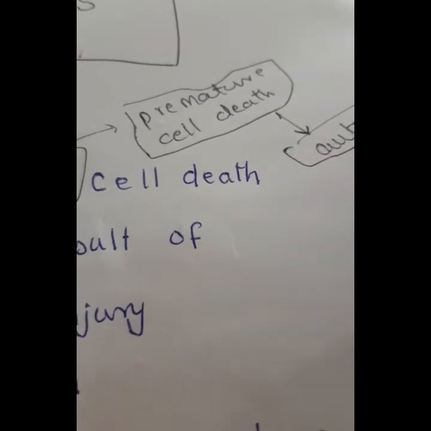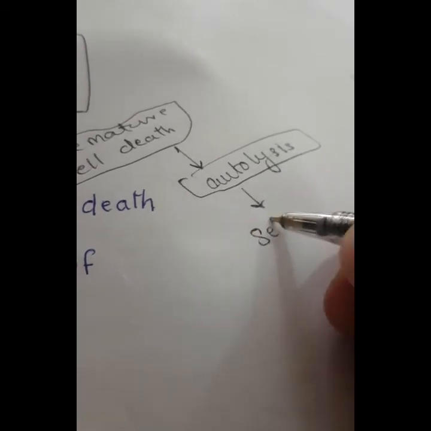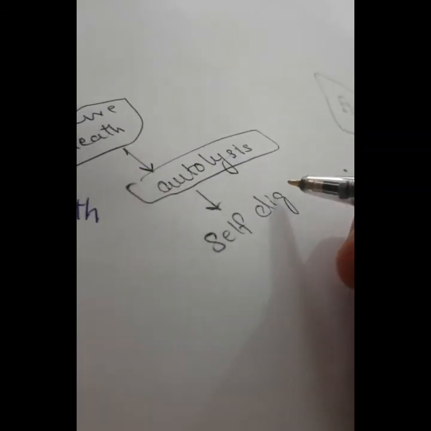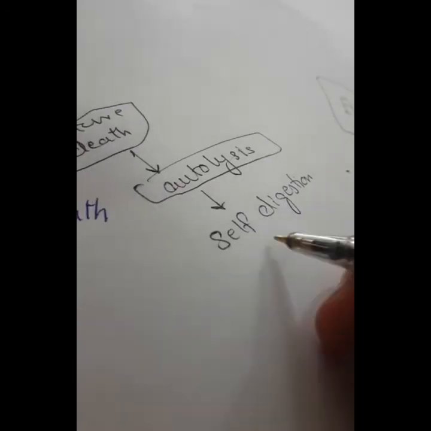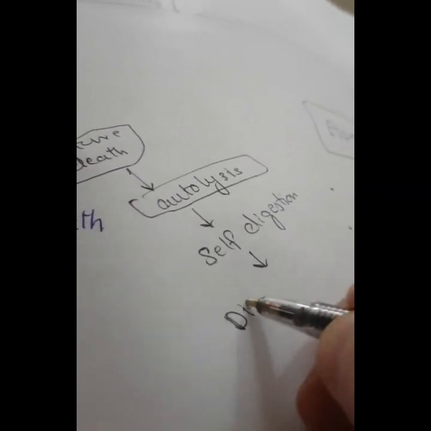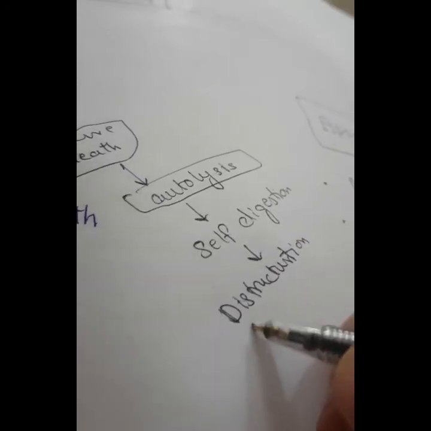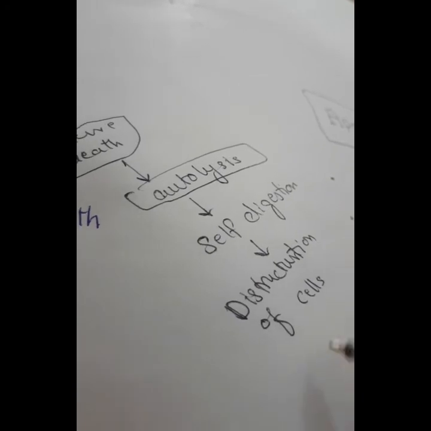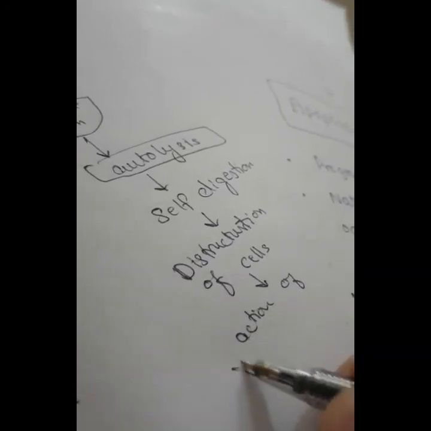Let's talk about what autolysis is. Autolysis is the self-digestion process of the cell. It refers to the destruction of a cell through the action of its own enzymes. So destruction of cells occurs through the action of its own enzymes.